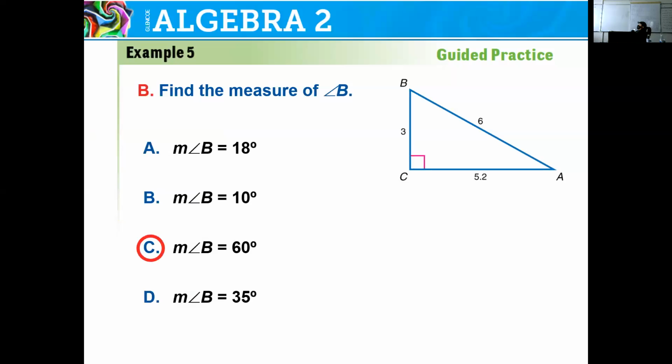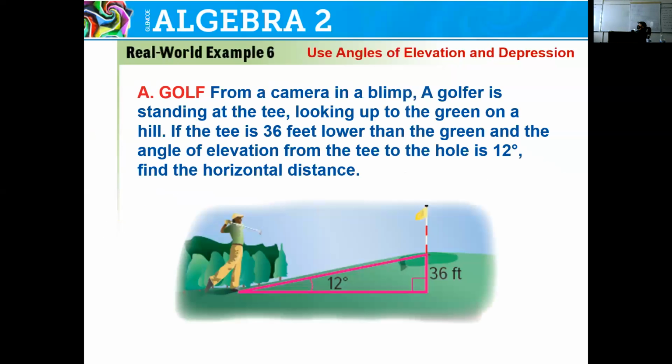Let's get to a good one. Using angle of elevation. A golfer is standing at the tee, looking up to the green on a hill. If the tee is 36 feet lower than the green and the angle of elevation from the tee to the hole is 12 degrees, find the horizontal distance. So they're asking us to find this base leg here.